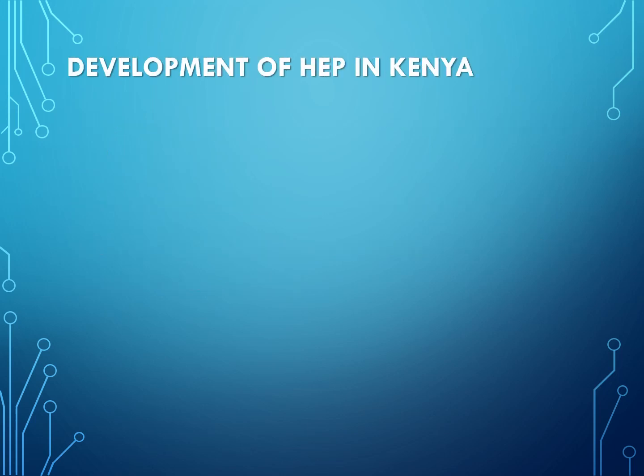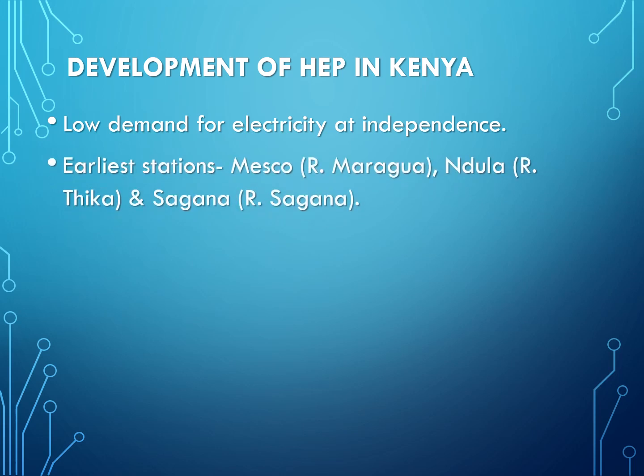Now we look at the development of the projects themselves in Kenya, or HEP in general in Kenya. The low demand for electricity at independence made it unnecessary to have hydroelectric power in this country. Initially we did not have the need, because there were no industries. The population was low. At independence, this country had a population of 7 million people, and therefore there was no demand for electricity. But with the increase in population and the development in production and other sectors of the economy, we needed the power to run the economy.